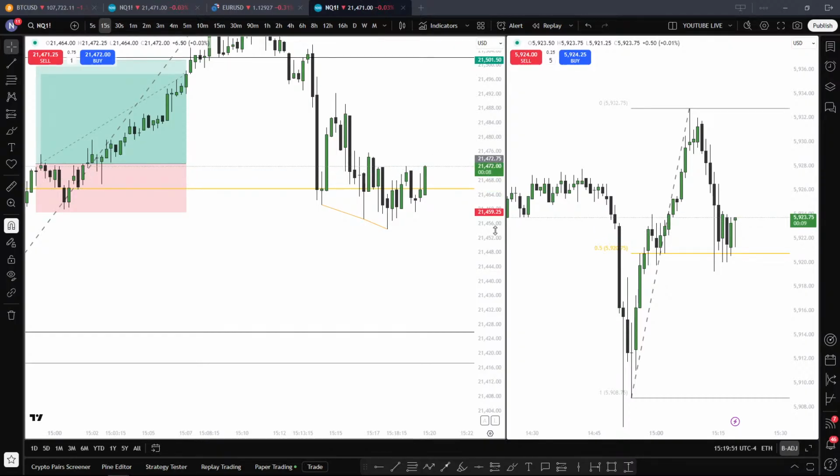Because at the moment, price action's unsure. We're going to allow price to develop. I'm not taking any trades prior to Nvidia earnings.